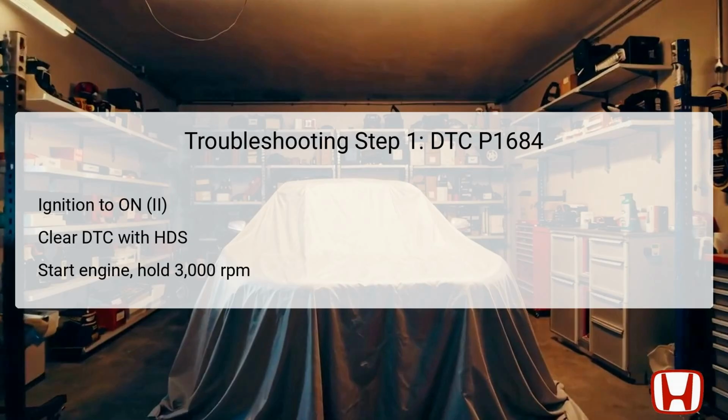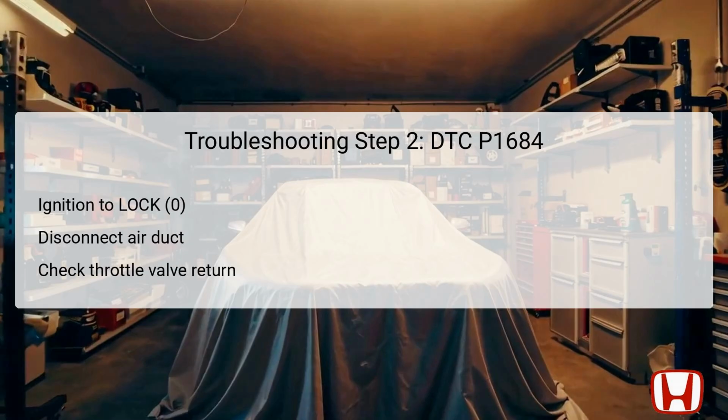Hold this RPM until the radiator fan engages, indicating that the engine temperature is stabilizing. Afterward, let the engine idle to complete the process. Lastly, turn the ignition to lock 0. Wait for 10 seconds, and then turn it back to on 2 to check for any pending or confirmed DTCs.